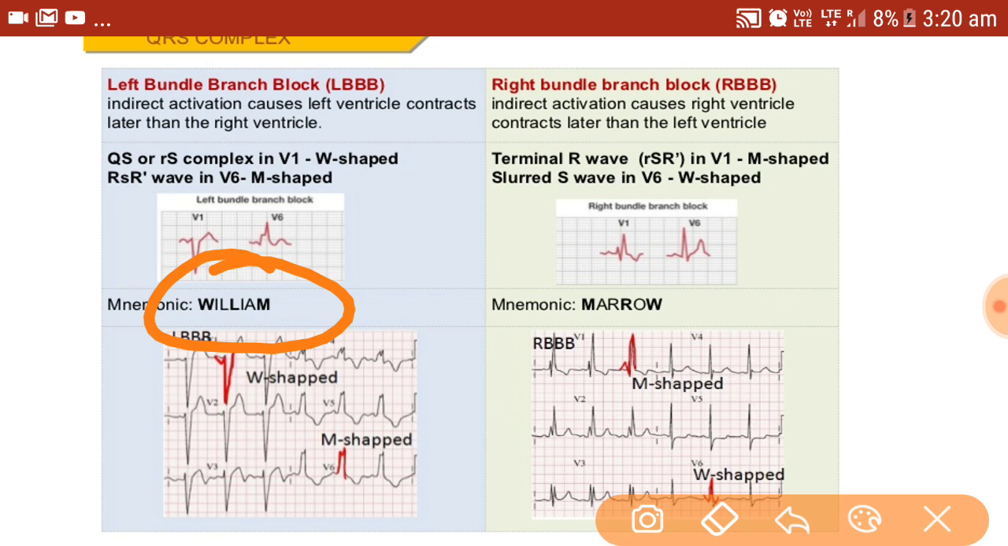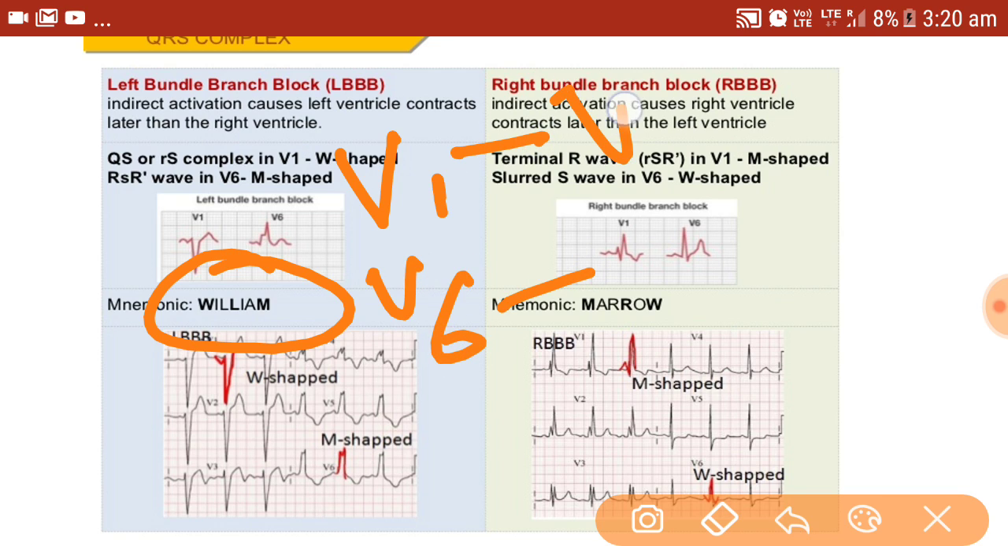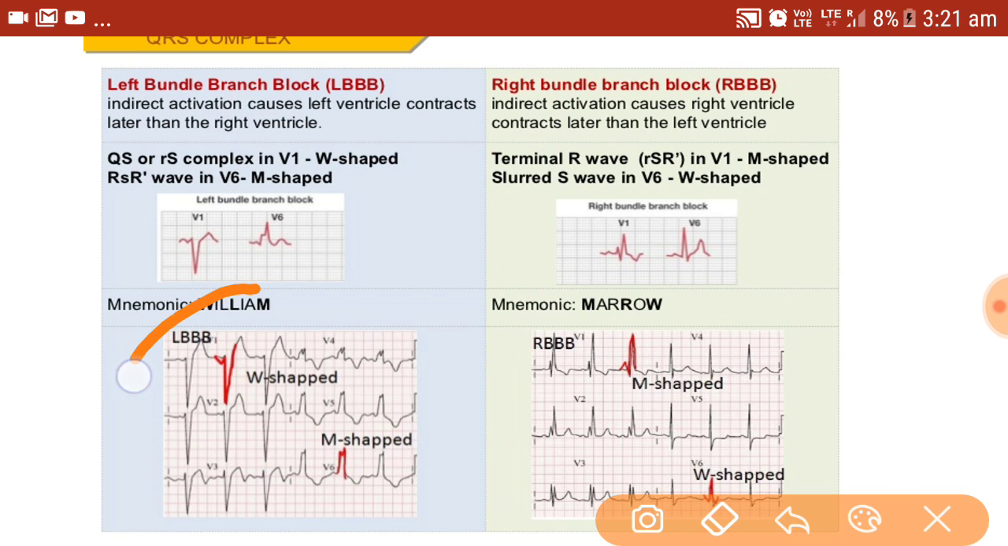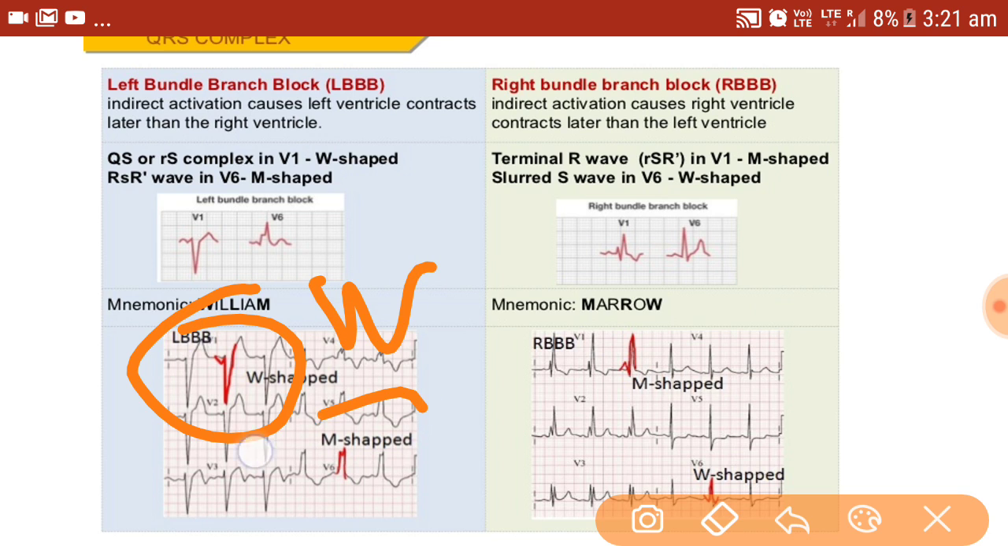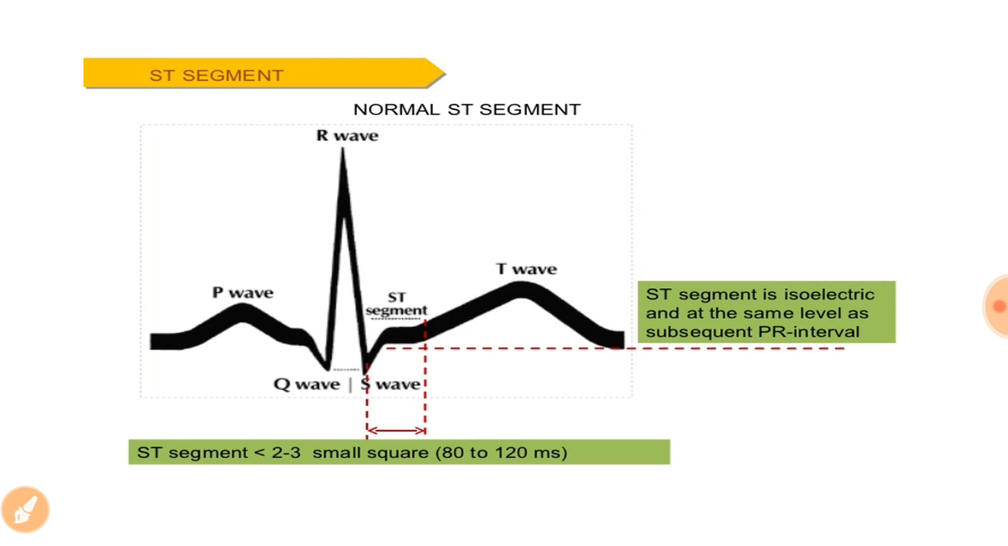You need to just remember William has left bundle branch block, or William is a left-handed person. So it means you need to see two leads, V1 and V6. V1 is coming first, V6 then. So William means W in V1 and M in V6 for LBB, and opposite will be for RBB. In the figure also you can see this is W in V1 and M in V6. So this makes you LBB and RBB concept.